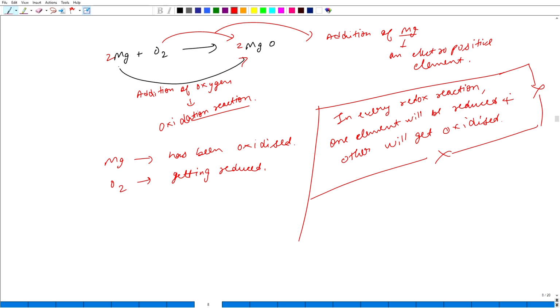Okay. Now, you have studied addition of oxygen, removal of hydrogen, electropositive, electronegative element. Now, we will discuss these redox reactions.